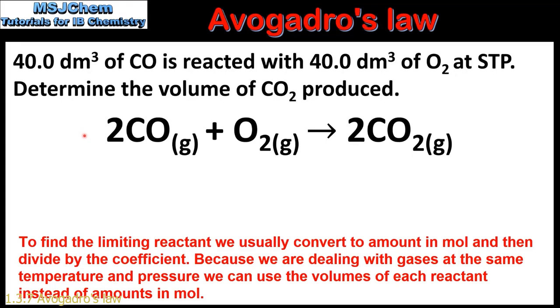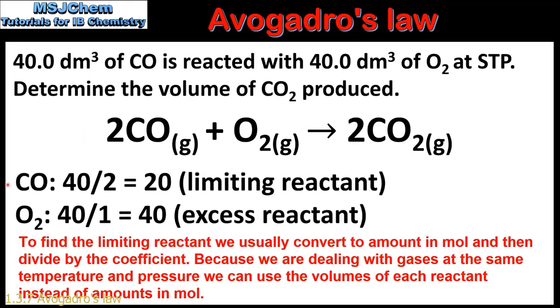So the first step is to determine the limiting reactant. To do this, we can divide the volume of each reactant by its coefficient in the balanced equation. So for carbon monoxide, that's 40 divided by 2, which gives us 20. And for oxygen, it's 40 divided by 1, which gives us 40. The lowest value, which is carbon monoxide, is the limiting reactant, and oxygen is the excess reactant.